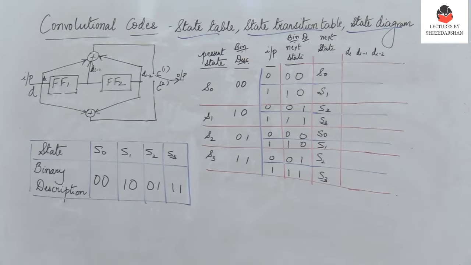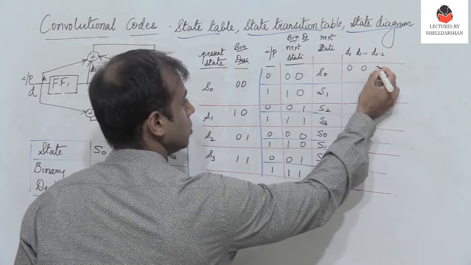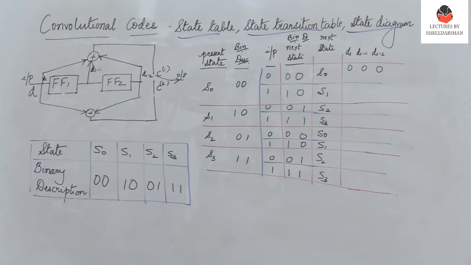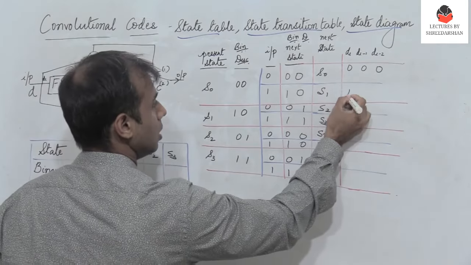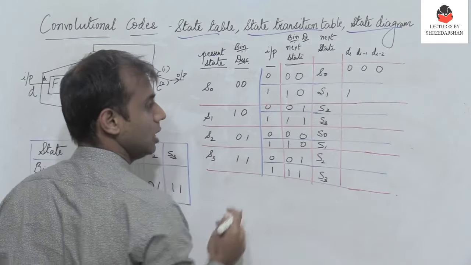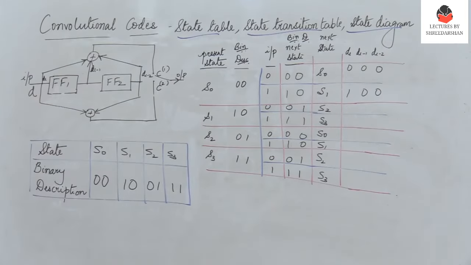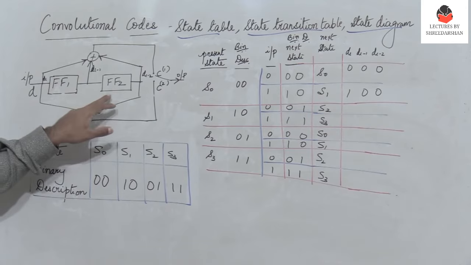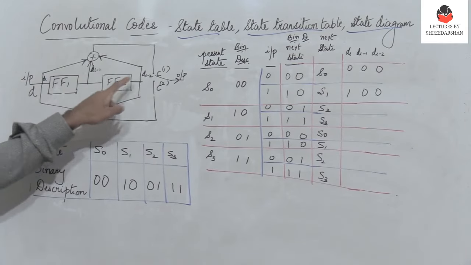So what are the bits? If I have the input 0, and the current state is 0, 0, I would have 0, 0, 0. Here if I have 1 as the input, DL minus 1 and DL minus 2 would be the present state, isn't it? So it's going to be 1, 0, 0 because the present state is 0, 0. So if I input 1, I get 1 here, and I get 0 and 0 here.